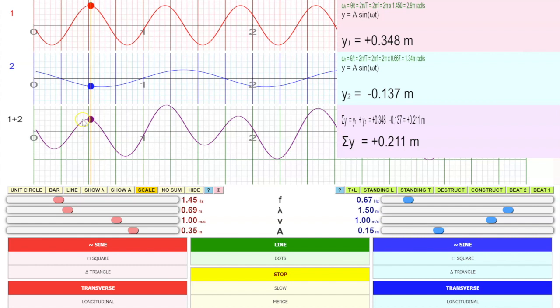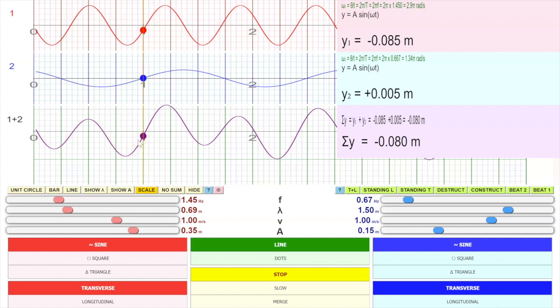So at 0.5, you can see that y1, or the amplitude of wave 1, is 0.349 meters, and the amplitude of wave 2 is negative 0.132 meters. If we added these two values together according to the law of superposition, that would give us the amplitude of our wave sum, which is true. We see that the amplitude of our wave sum is 0.217 meters. Let's go ahead and move over to the point over here at 1.